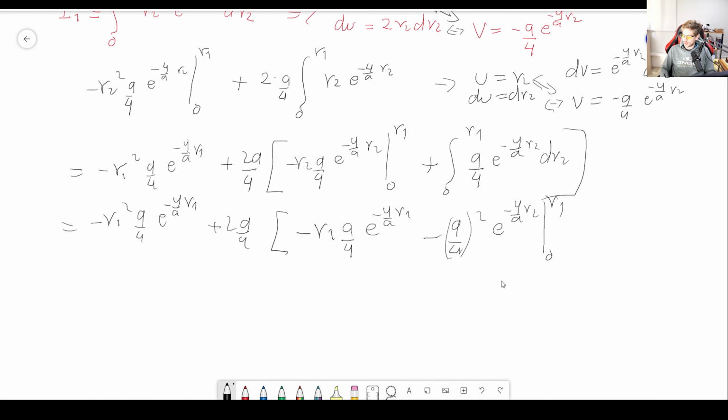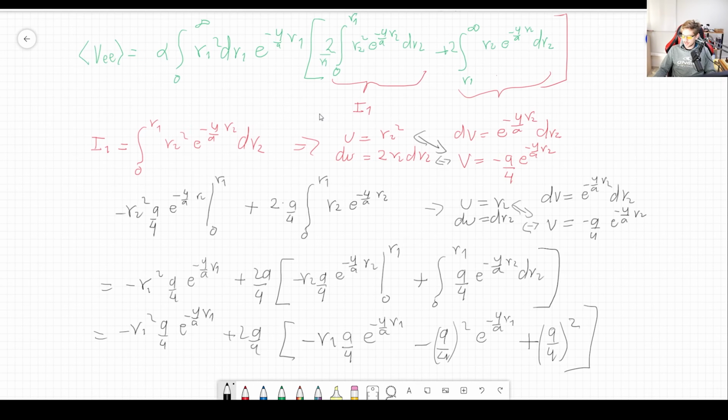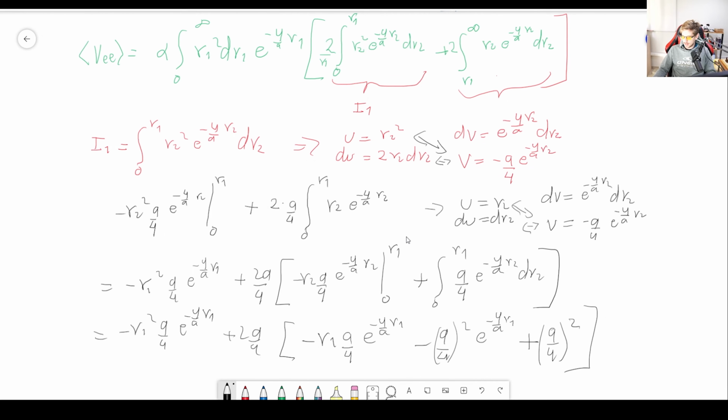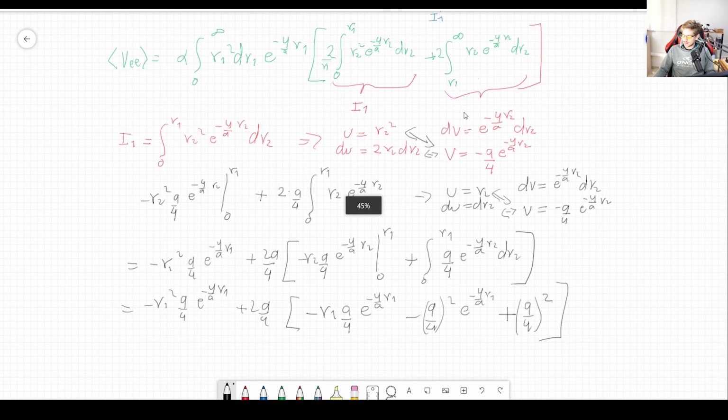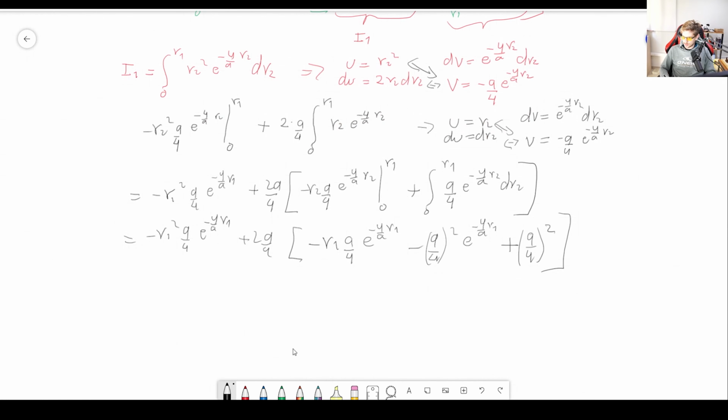And let's evaluate it right away. When we evaluate it at R1, we simply get the exponential with R1 here. And when we evaluate at 0, we get minus this thing, which also has a minus, and the exponential will be 1. So we get this. Okay. So this is integral number one, this one right here. And now we will have to integrate this, which is integral 2. So I'm going to write it here. So integral 2. And maybe I should put I1 here to make sure that we know that it's this.